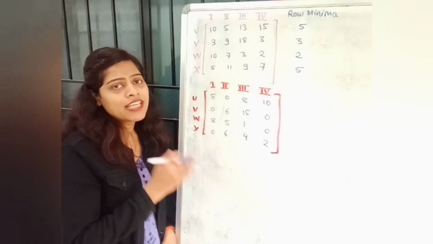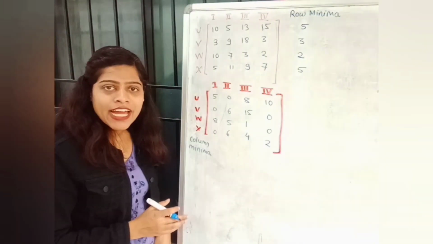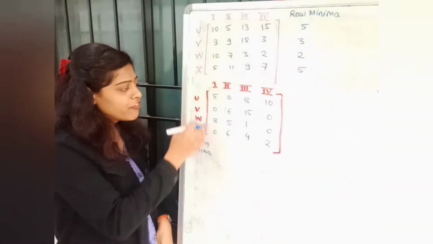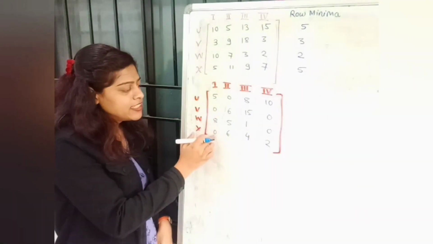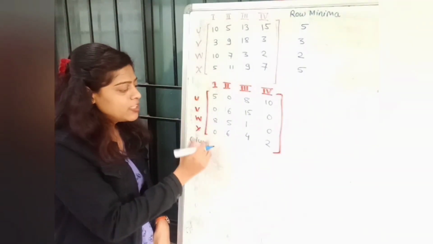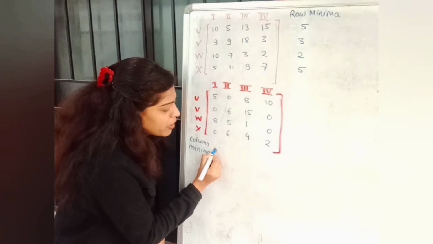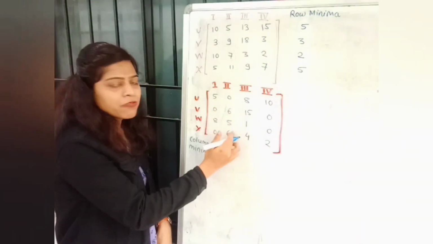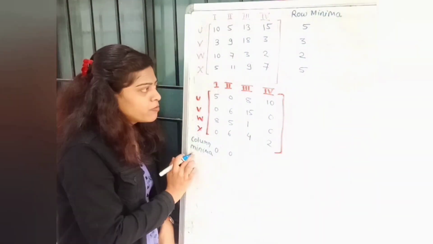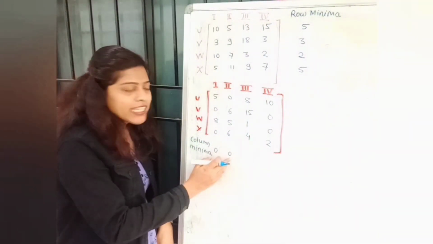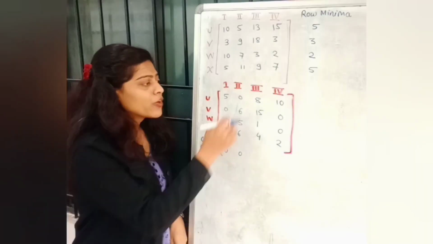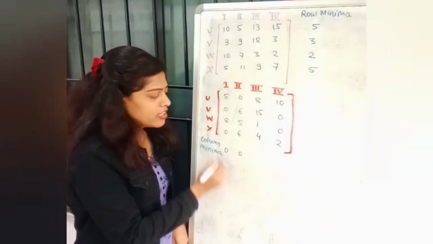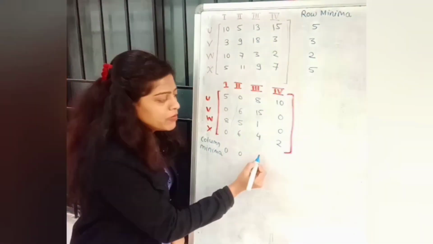Now we do the same thing for the column reduction. For that purpose we find the least element from each and every column. So look at the first column, 5, 0, 8, 0. Clearly we can see 0 is the least element. So the column minima of the first column is 0. Look at the second column, 0, 6, 5 and 6. 0 is the least element of the second column. Column minima of the second column is 0. Now look at the third column, that is 8, 15, 1 and 4. So the least element is 1. So the column minima of the third column is 1.